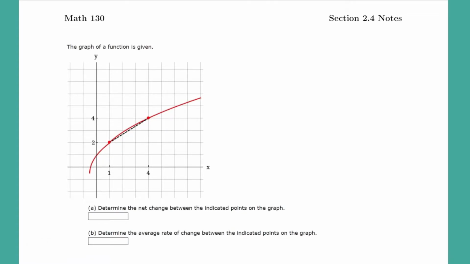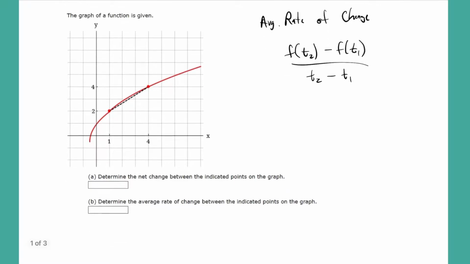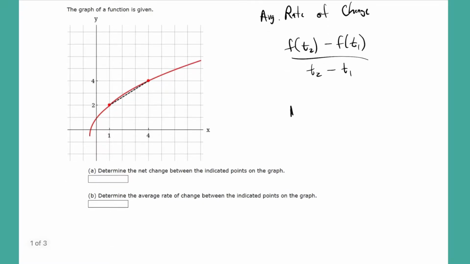Hi class, this is section 2.4, and this section is titled average rate of change. So there's two formulas we're going to look at. The average rate of change is f of t2 minus f of t1 over t2 minus t1. It's essentially the slope formula. And the net change formula is the same thing, it's just the numerator. It's just f of t2 minus f of t1.